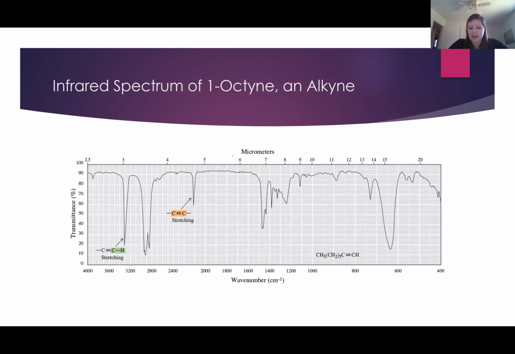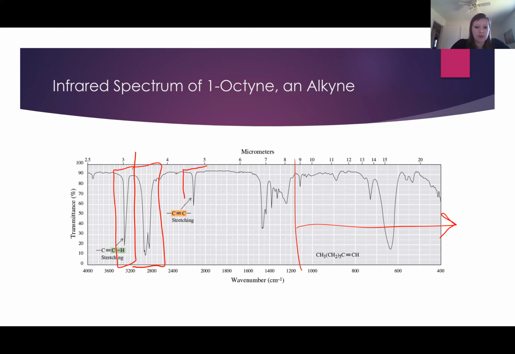Octyne is an alkyne, and you can see that the fingerprint region again is very convoluted. You see your CH stretching here in both of those. The big difference here between this and our alkene is the C triple bond C stretching at about 2100 wave numbers.